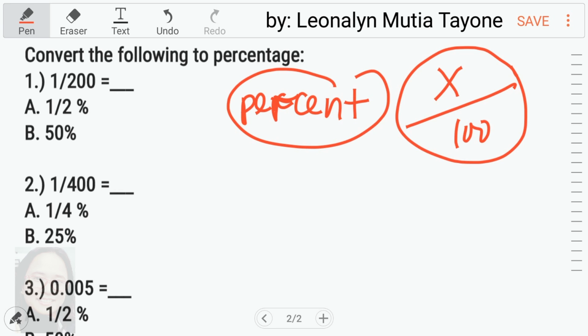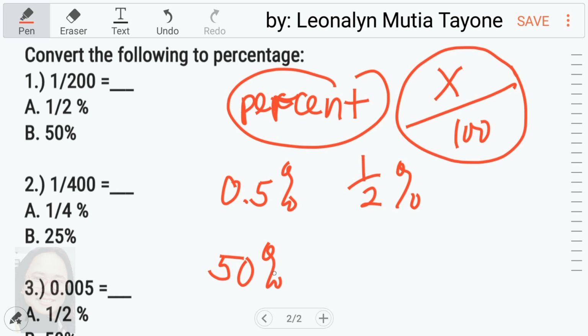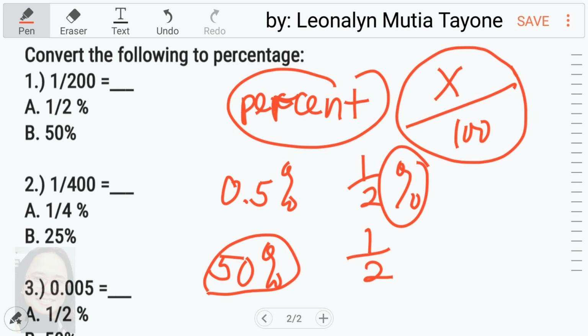Nakikita ko kasi sa mga comments sa post kong ito, merong nagsasabing wala daw 0.5%. When we say 0.5%, marami pa rin tayong nalilito dito. When we say 50%, this is the same as 1/2 lang, walang percent sign, 1/2 lang. Or, this is the same as 0.5.